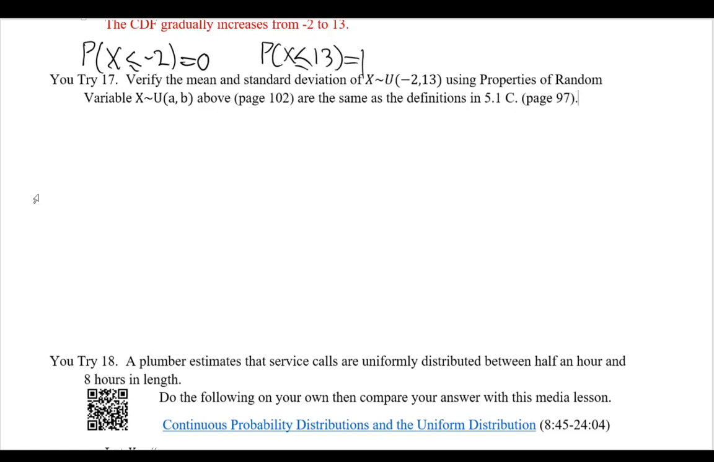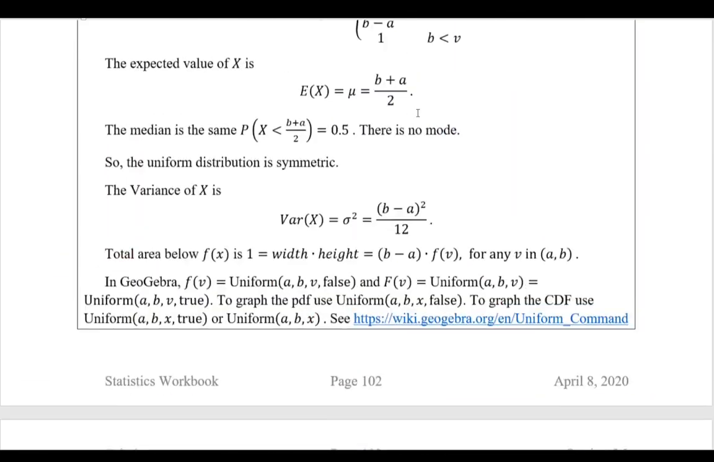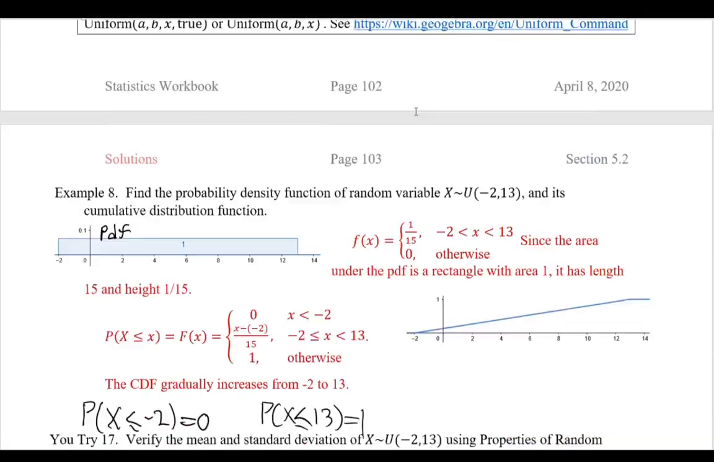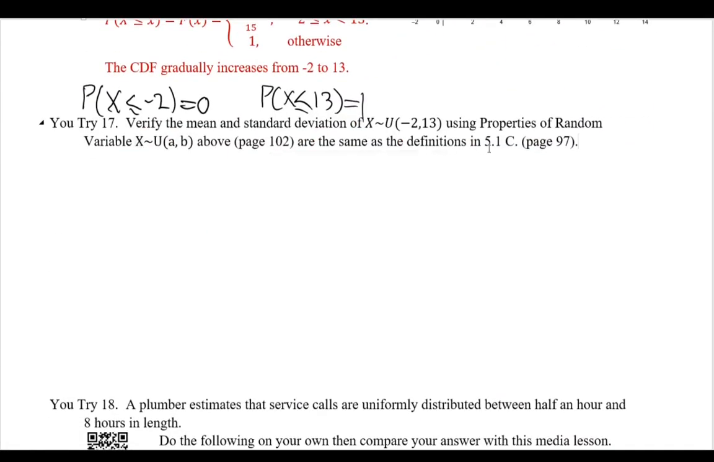Here in UTRI 17, you should verify the mean and standard deviation of this particular uniform distribution, using first the properties on page 102 above here, and then using the definition found on page 97. I left you some space here for you to write the definitions and then to compute them using your calculator. So pause here, go ahead with that, and then check back with my answers.